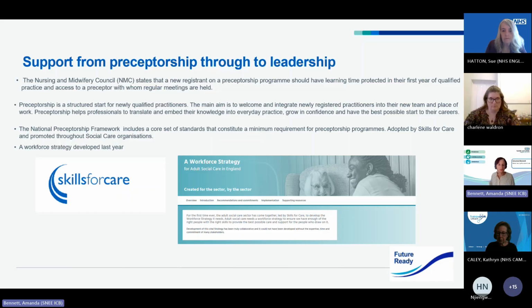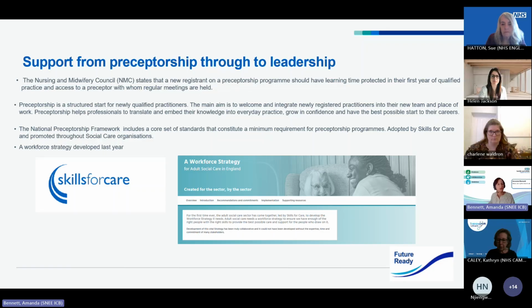I also want to point out another important document, which is the workforce strategy, which Skills for Care again has helped develop, which gives you lots of information around the needs and the likely increase in workforce that's going to be required within social care as well. So the support is out there, and certainly if you do find a role that you're interested in, do ask questions around the preceptorship program as well.